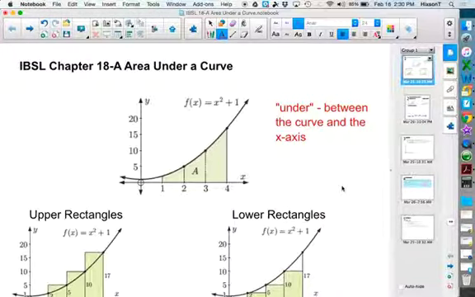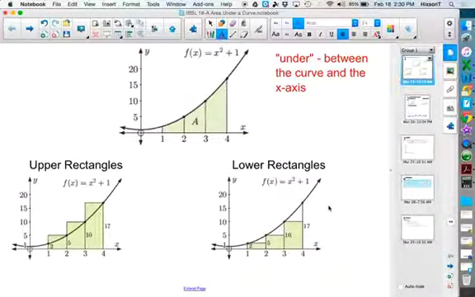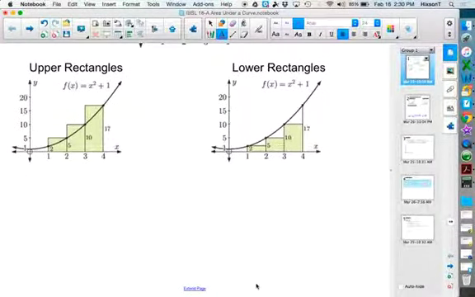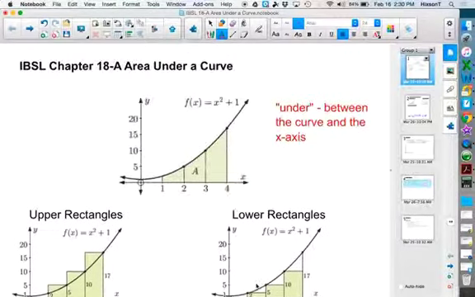Two of these ways are by using what are called upper rectangles and lower rectangles. Okay? So here we have this function x squared plus 1. f of x equals x squared plus 1. And it's graphed in both of these places here. And you'll notice here on the left-hand side, we want to find the area from 1 to 4. It's the same area that you see up here, the area from x equals 1 to where x equals 4.